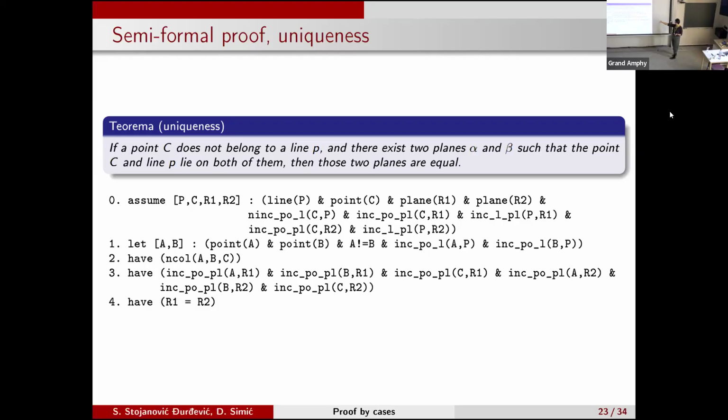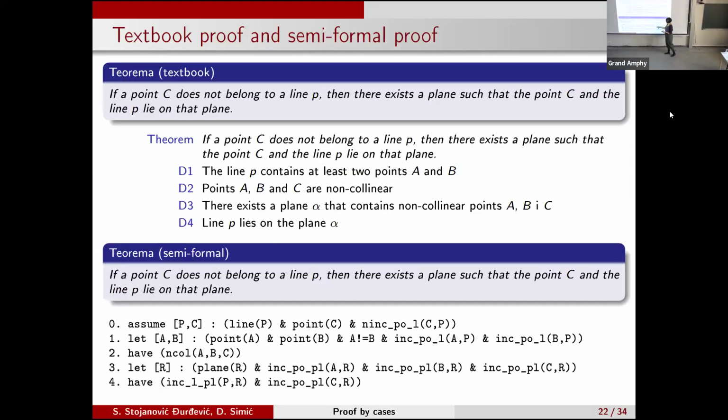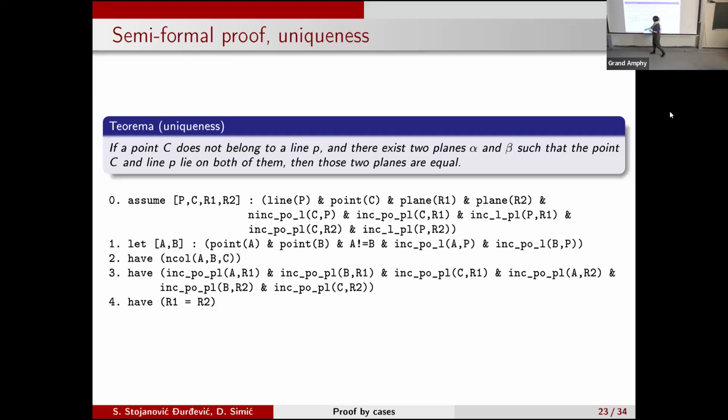But how do we make a uniqueness proof? Now we need to basically copy the original proof. So we need to do the same. We need to introduce 2 different points. We need to conclude that they're non-collinear. And now, since 3 points belong to the first line, and since 3 points belong to the first plane and the second plane, now we can conclude this.